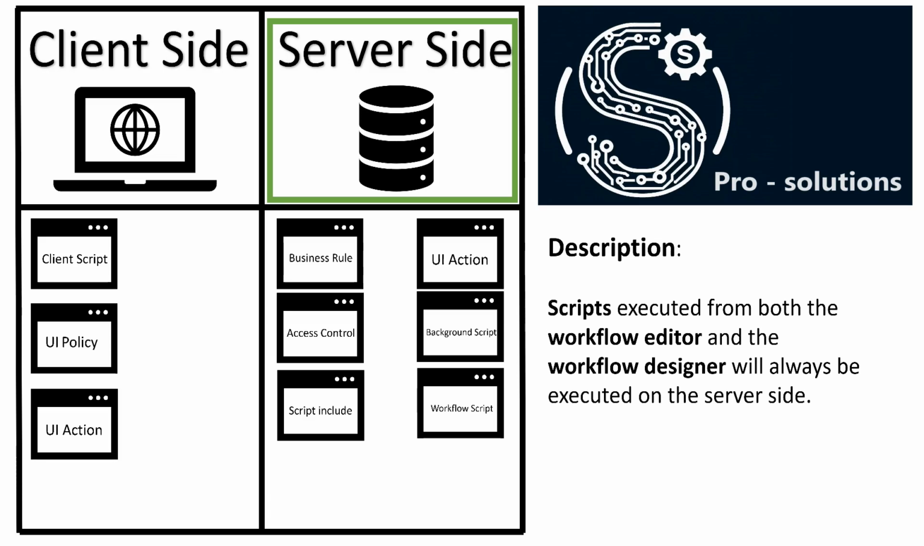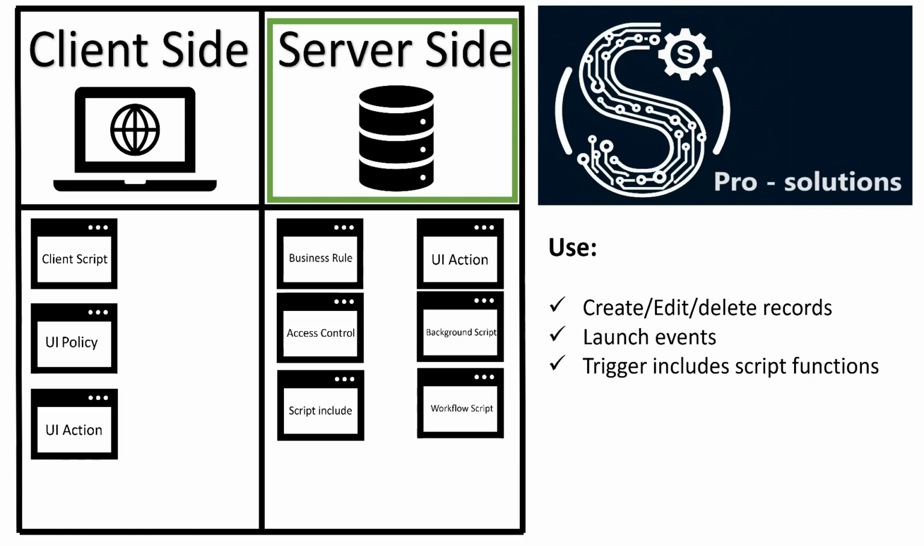Some of the most common uses that we find are the following. Create, edit, or delete records. We can do any operation on the records we want, incorporating it into the part of the flow we need. Launch events. And trigger script includes functions.